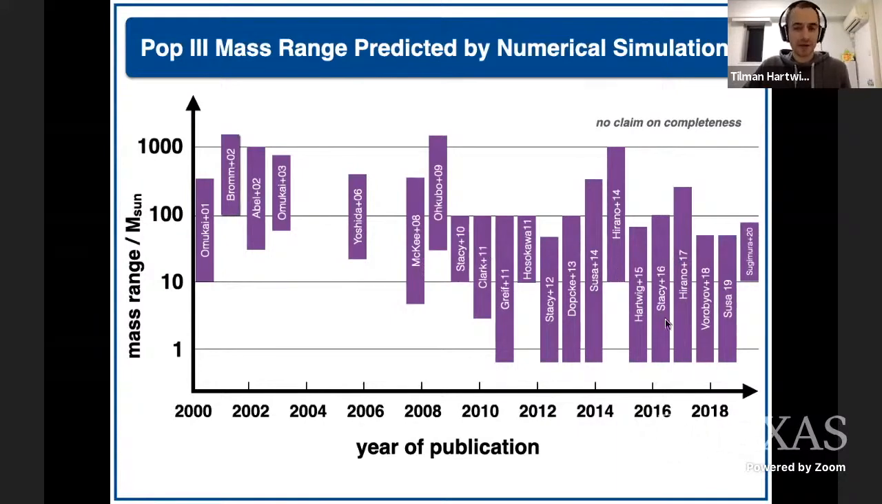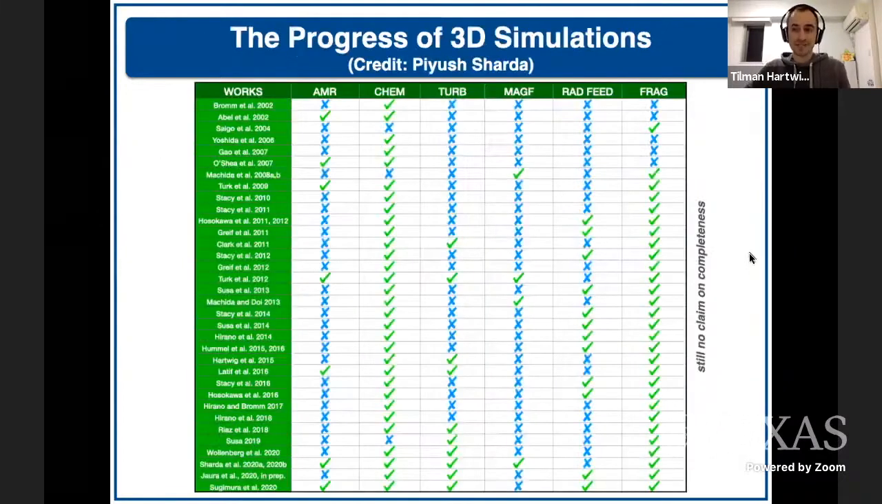And it's maybe also unfair, some of these comparisons, because these are just different simulation codes and different physics included. So to have an overview of exactly the physics included, this is a really nice compilation done by Piyush Shadar, and I just added a few information where he compared different 3D simulations of POP3 star formation and the different physics that is included. So AMR, adaptive mesh refinement, that's the simulation technique, if the chemistry is followed, if turbulence is resolved, if magnetic fields and radiative feedbacks are included, and then if fragments evolve in this simulation.